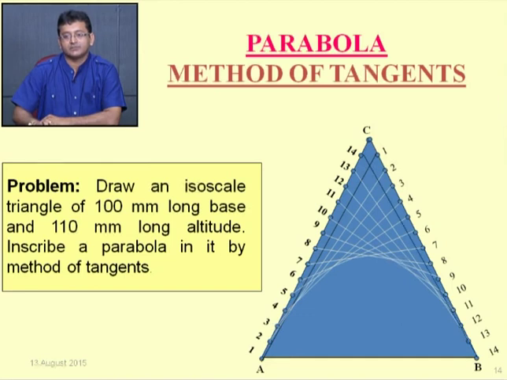Now from all these points, draw a tangent line so that you can get the curve, which we can say is a parabola. So here you have to draw a tangent from all these lines, like from line 1-1, 2-2 up to 14-14. You have to draw a tangent from each line so that we can get a curve like a parabola. So it is a very easy method to understand.